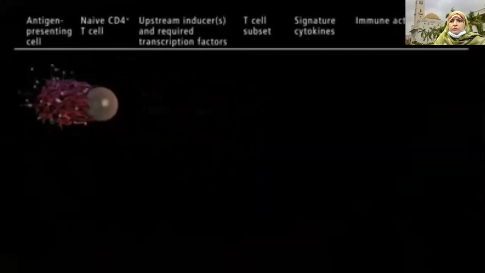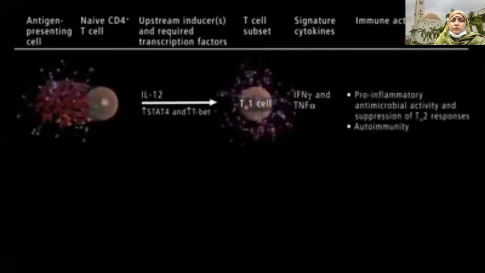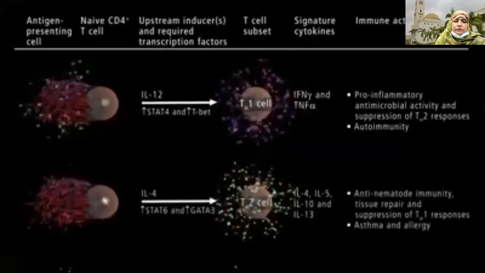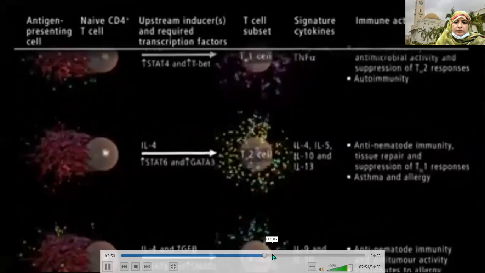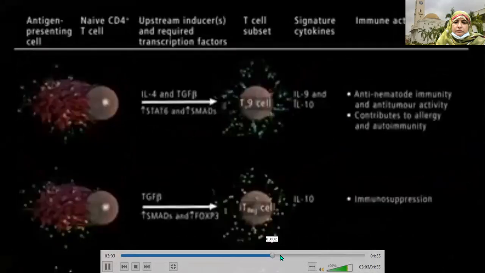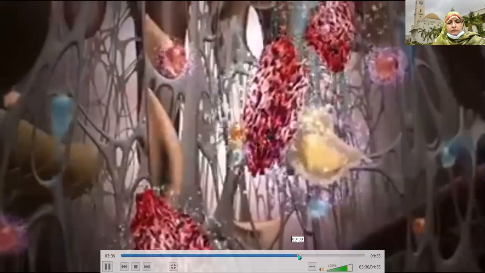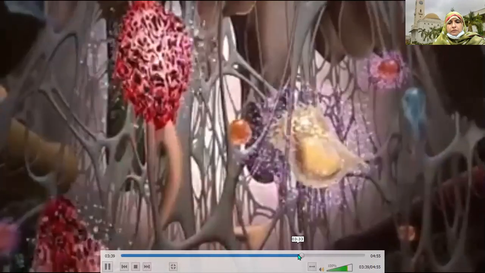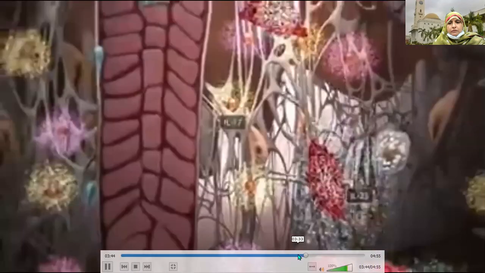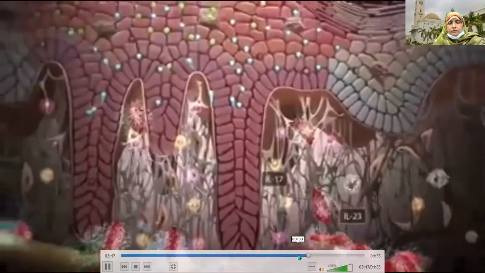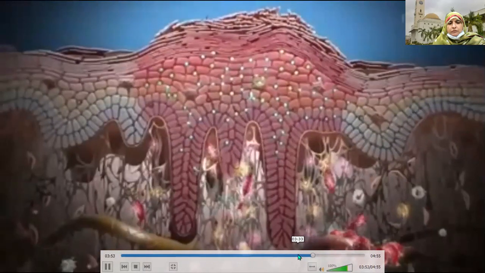Traditionally, T helper cells have been classified into two subsets: T helper 1 cells, which are pro-inflammatory, and T helper 2 cells, which are anti-inflammatory. However, the picture has become much more complicated with the identification of many other specific cells. IL-12 induces the differentiation of T helper 1 cells, which produce the cytokines interferon gamma and TNF-alpha. IL-23, in turn, induces T helper 17 cells, which make IL-17 and other pro-inflammatory cytokines.